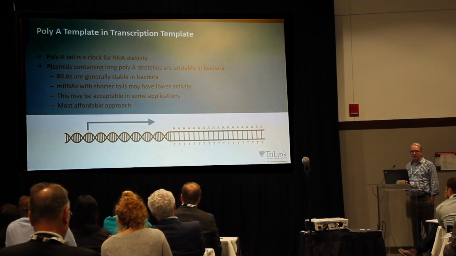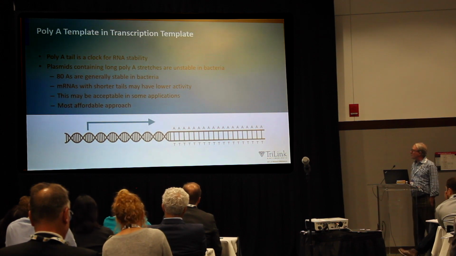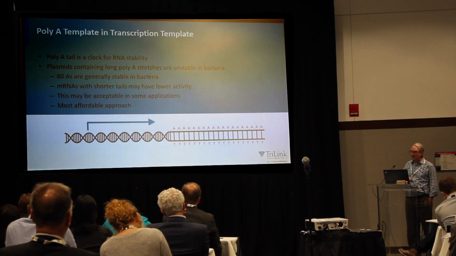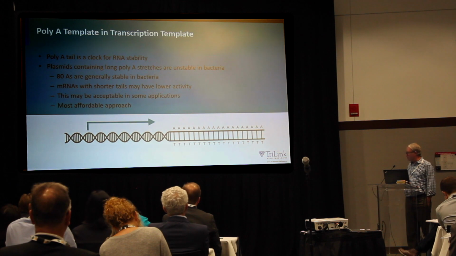Now in terms of adding your poly-A tail, you have a couple different options. So you can encode the poly-A tail within the plasmid. The difficulty with that is that long poly-A tails are not stable in bacteria in general, and so you get recombination events. It's fairly easy to get an 80-base poly-A tail to be stable in bacteria, but shorter tails may have lower activity, and then maybe something open for discussion after Jim's talk. This may be acceptable in some applications, but it's the most affordable approach.